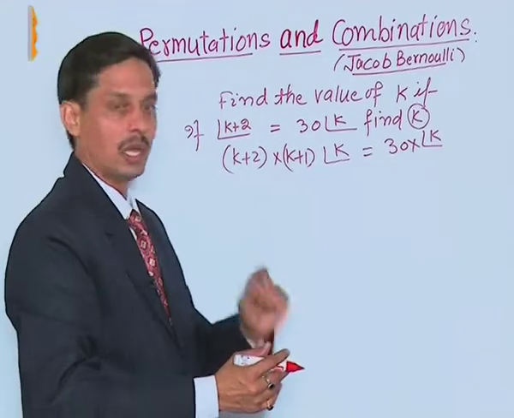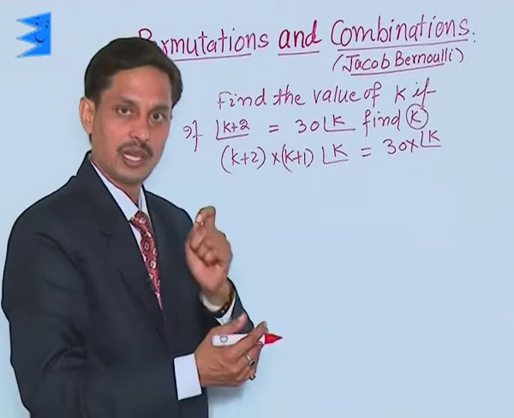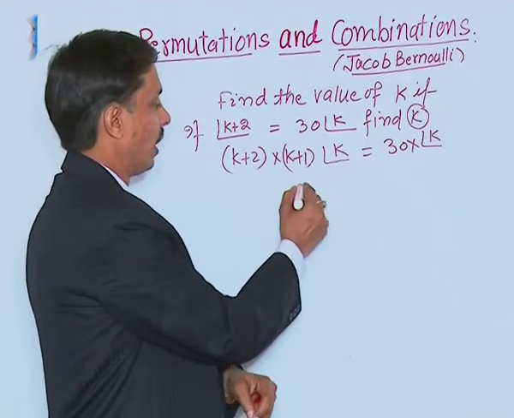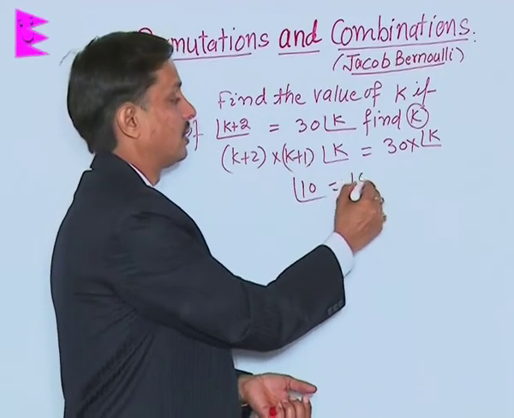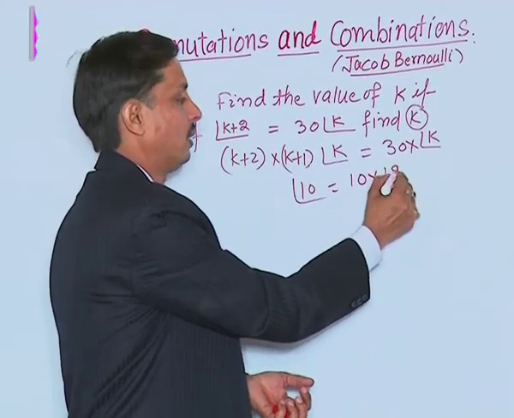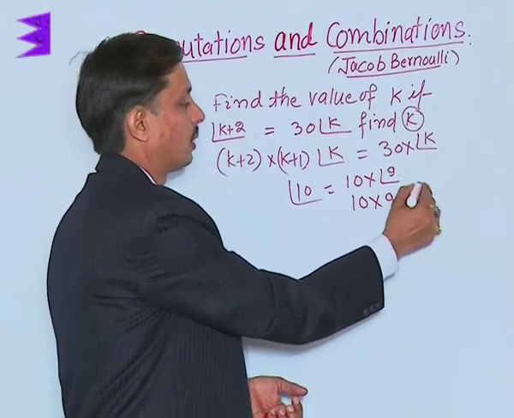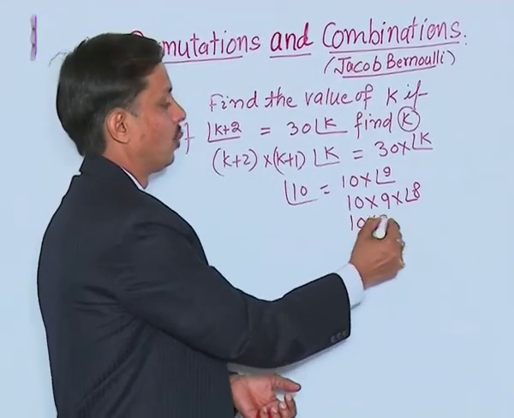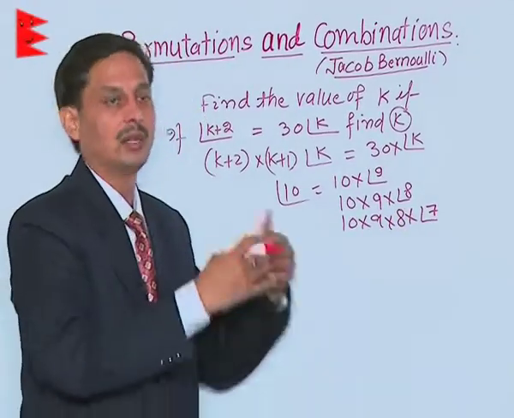Factorial k plus 2 is k plus 2 into k plus 1 into factorial k. As you know, if factorial 10 is written, I can write it as either 10 into factorial 9, or we can write 10 into 9 into factorial 8, or we can say 10 into 9 into 8 into factorial 7, and so on.